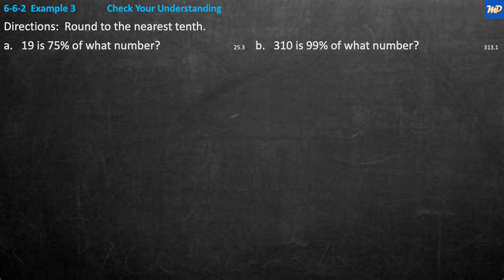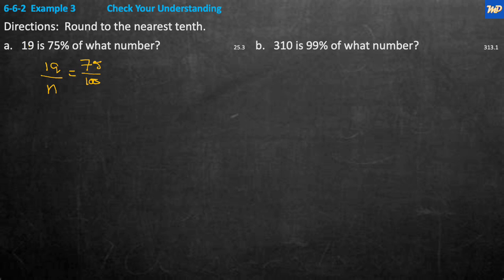So again, the same problem. 19 is 75% of what number? So the 75% goes on the top, 75 over 100. And we're going to say 19 is the 75%. So that means that the 19 is on top because they relate. 19 is to the 75 as 100 is to some number n.